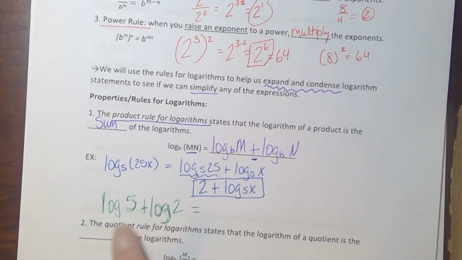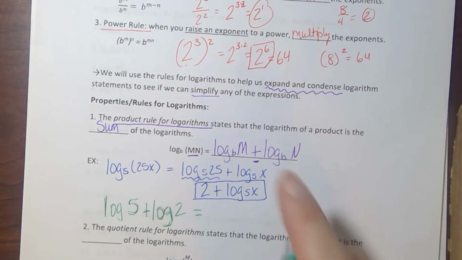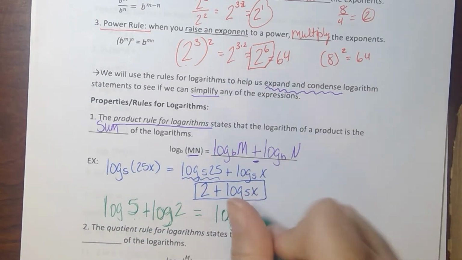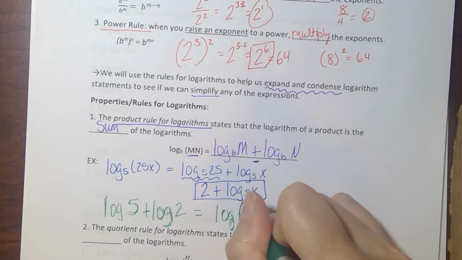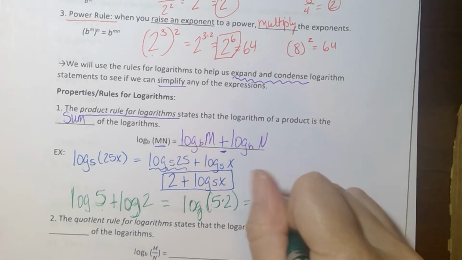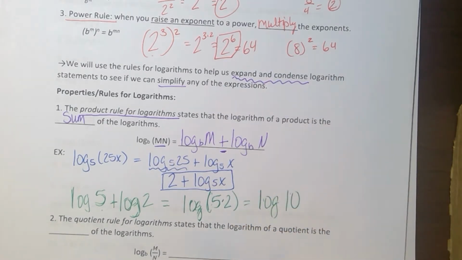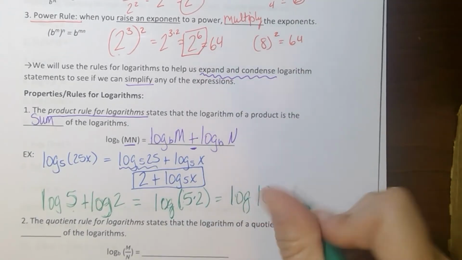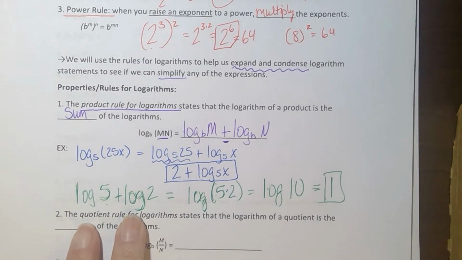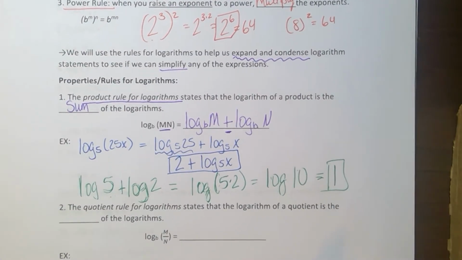Now if I'm adding two individual log statements with the same base, I know I can combine them into a single log statement, same base, where I multiply the arguments. So my argument is going to be 5 times 2. Well, 5 times 2 is 10. So that gives me the common log of 10. Well, what is the exponent of 10 that gives me 10? Because my base is here. The exponent of 10 that gives me 10 is just 1. So I'm able to simplify these two individual log statements that I couldn't do anything with separately all the way to 1. Okay, so that is our first rule, our product rule for logarithms.